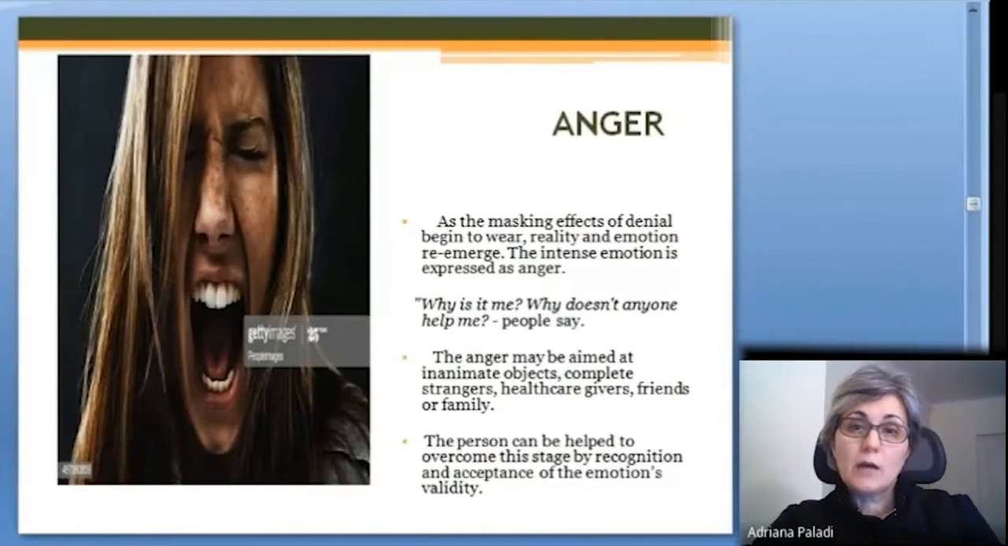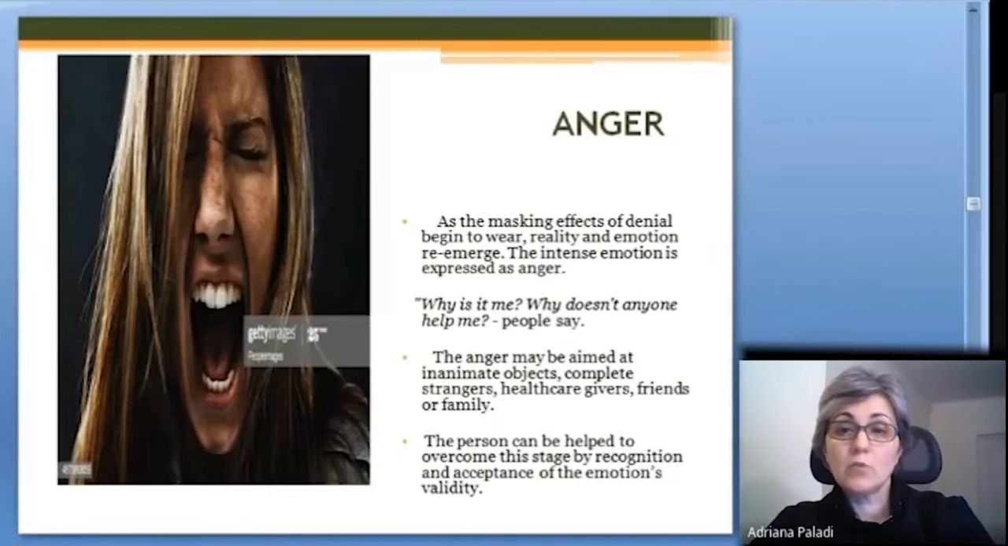The next reaction is anger. Anger is a reaction which appears after denial, and it's usually aimed at inanimate objects, complete strangers, healthcare givers, friends, or family. People say, why is it me? Why doesn't anyone help me? People can be helped to overcome this stage by acknowledgement and acceptance of the emotion's validity.